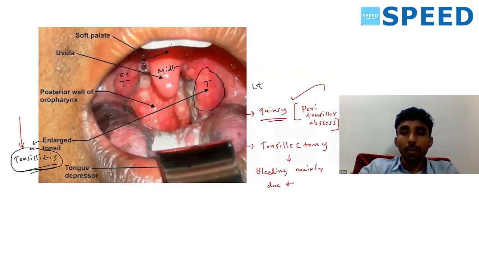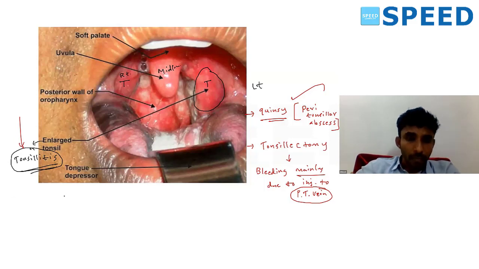So during the tonsillectomy procedure, bleeding mainly occurs due to injury to the paratonsillar vein. It is not arterial bleeding, mainly it is venous bleeding, injury to the paratonsillar vein. Is it okay?